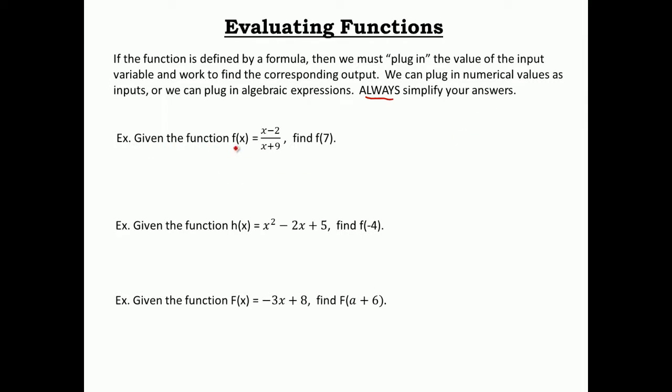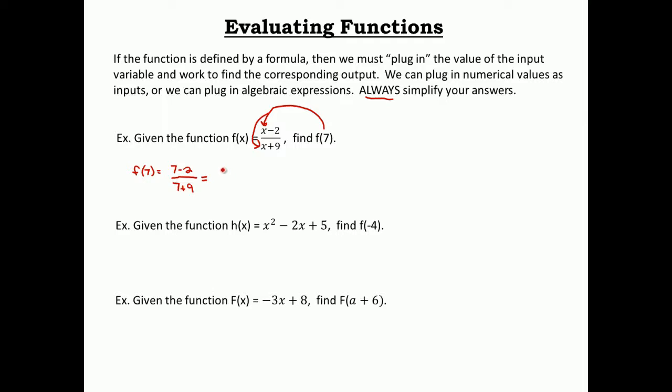Here's our function. F of x is equal to x minus 2 over x plus 9. Here's one of those rational functions again. But this time, we're not finding its domain, we're evaluating the function. Remember this notation. This is read f of 7. That means we're using an x value of 7 in the function. So we plug in 7 for x. F of 7 is equal to 7 minus 2 on the top and 7 plus 9 on the bottom.